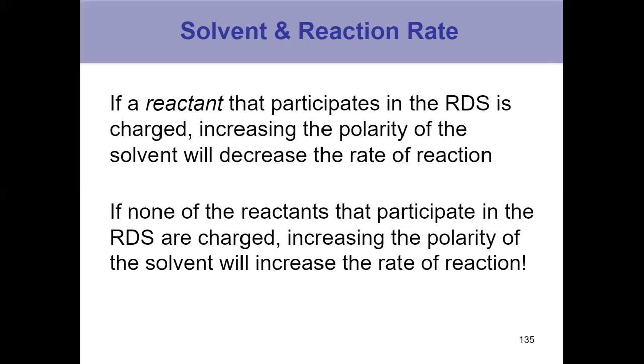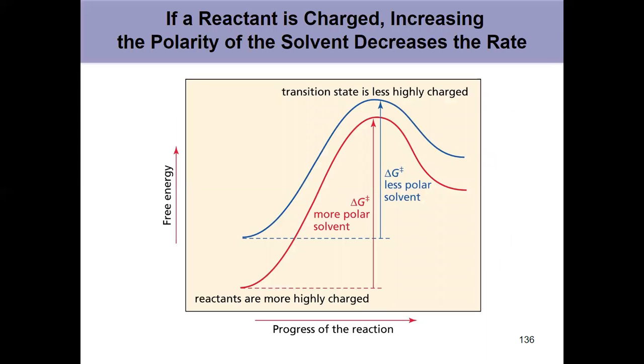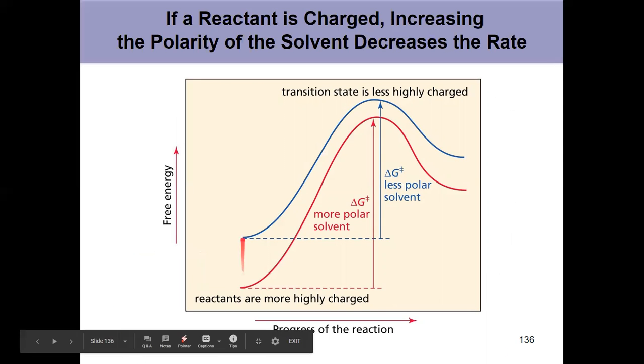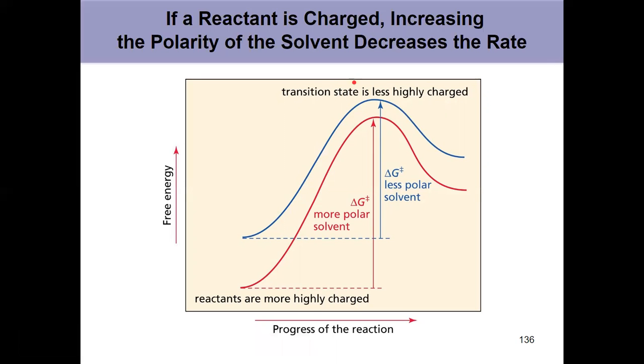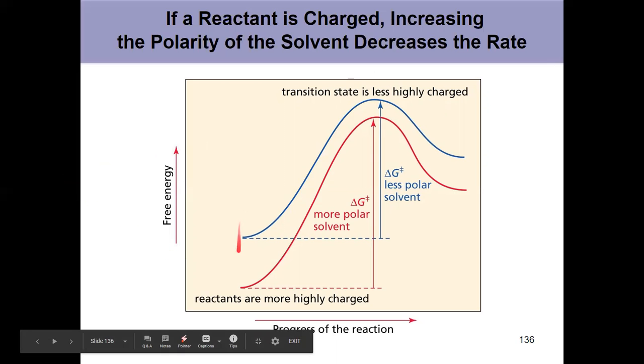So maybe that'll make more sense if we look at a reaction coordinate diagram. It's all about stabilizing charge, but where we're stabilizing the charge is important. Because if the reactants are highly charged, then we're bringing them down here, making them more stable, and it's harder for them to react. But if the transition state is charged, which it is, then increasing the polarity brings that energy down. So it's all about either the transition state tying into the rate determining step or the reactants themselves. A polar solvent is always going to stabilize things that are charged. Here, we're stabilizing the reactants. Those are more highly charged than the transition state.